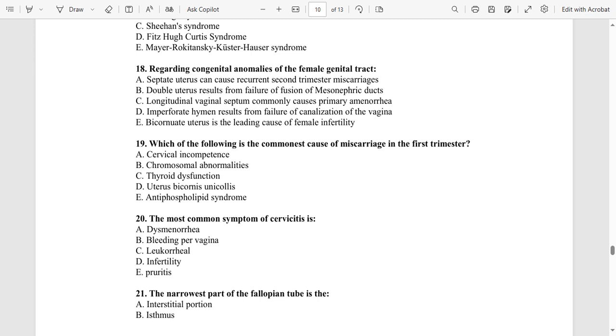And then the last option, bicornuate uterus is the leading cause of female infertility. And that is really not true. The leading cause of infertility is not really these developmental problems, but anovulatory disorders, where someone is failing to ovulate. I don't know if this is okay.